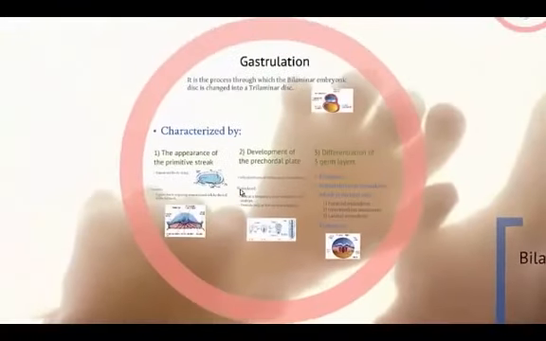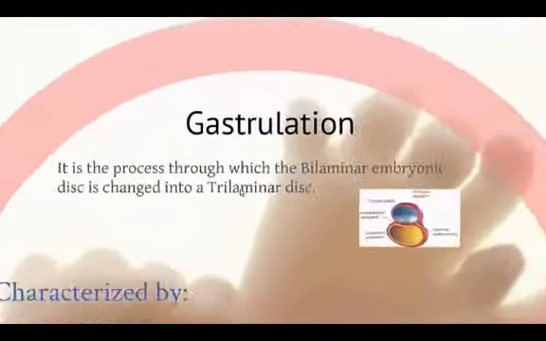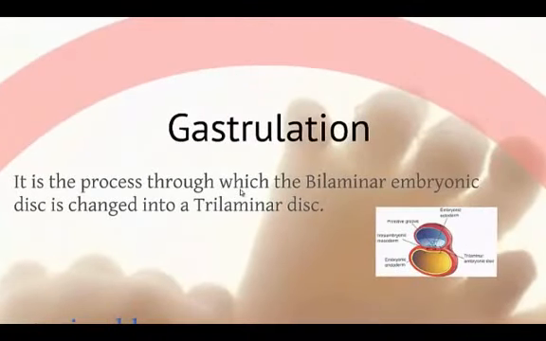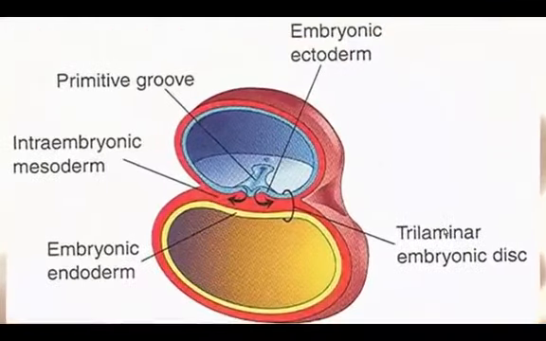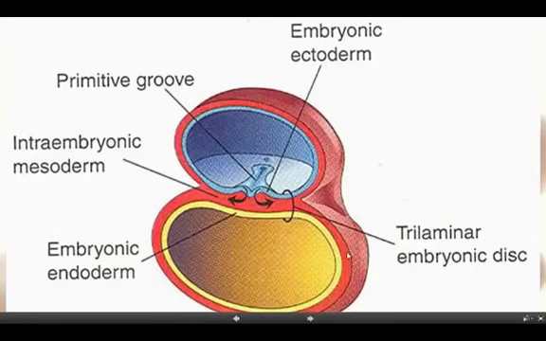Now we go on to gastrulation. What is gastrulation? Gastrulation is the process through which the bilaminar embryonic disc is changed into a trilaminar disc. Here we can see the interembryonic mesoderm, or the secondary mesoderm, has formed between the ectoderm and the endoderm to form a trilaminar embryonic disc.